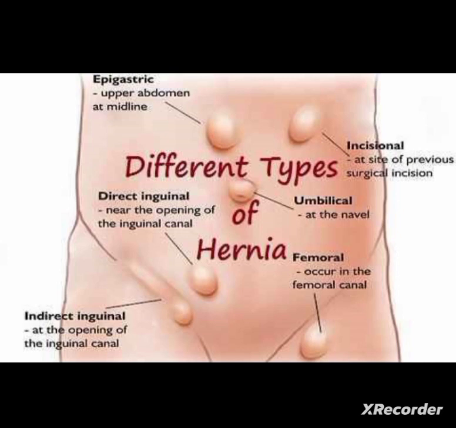Okay. Other types of hernia include epigastric hernia. Epigastric hernia occurs in the epigastric position, that is in the upper abdomen at the midline. There is weakening of the abdominal wall, so there will be protrusion of the abdominal organ. That is known as the epigastric hernia.